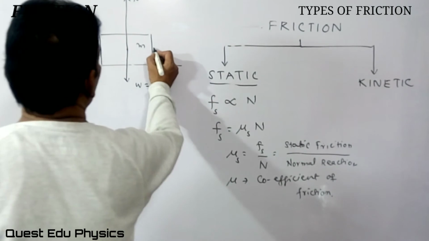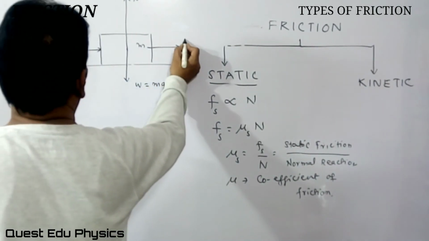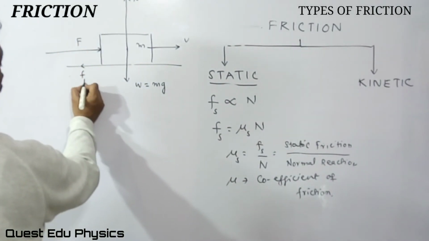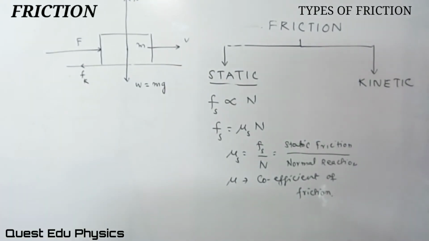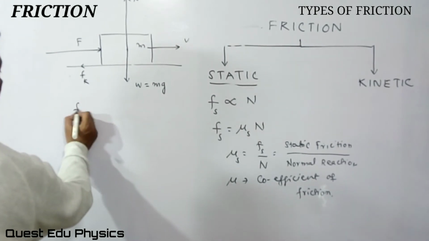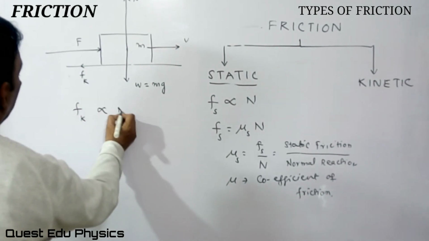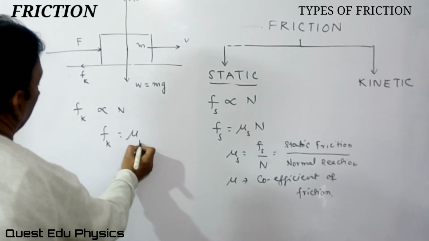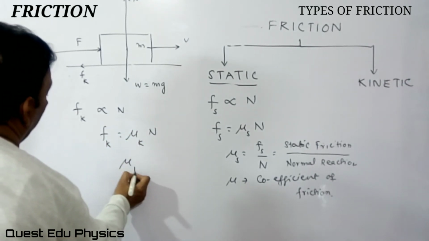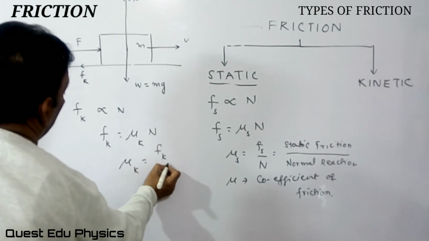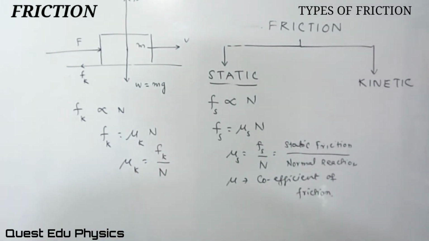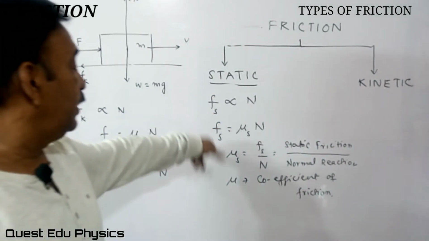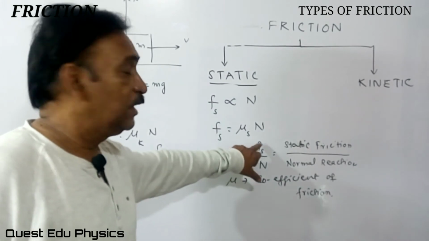Then the body tries to move over the surface. It is moving with a velocity. Then this frictional force turns into Fk. And we can write the relation as Fk is directly proportional to N. Okay, students? Or Fk = mu k into N, and mu k = Fk by N. Here mu k is the quotient of kinetic friction. Here the first law stated that mu s = Fs by N.